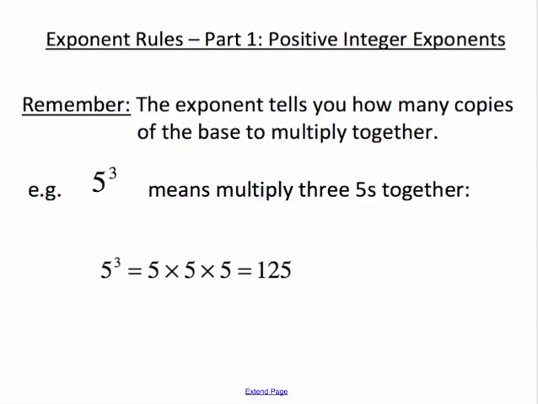The first thing to remember when dealing with exponents is that they tell you how many copies of the base to multiply together. Remember, this bottom part, the 5 in this case, is called the base, whereas the 3 is the exponent. And 5 to the power of 3 means multiply 3 5s together. In other words, 5 times 5 times 5, which is 125. It's a simple point, but it's one that will help us understand why the exponent rules are true.